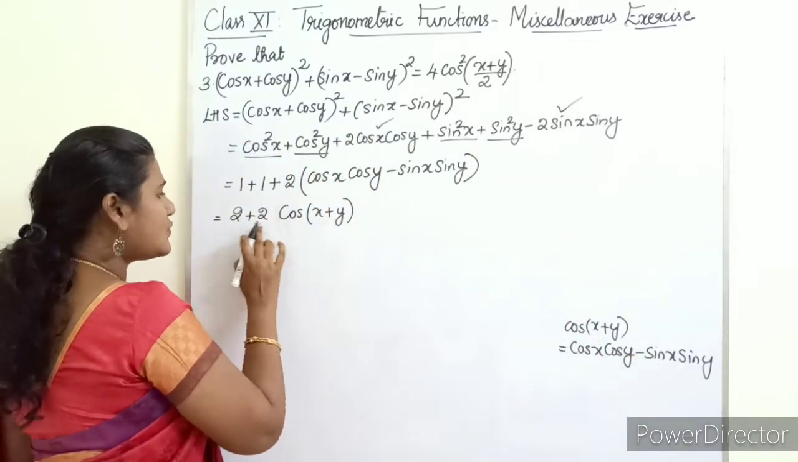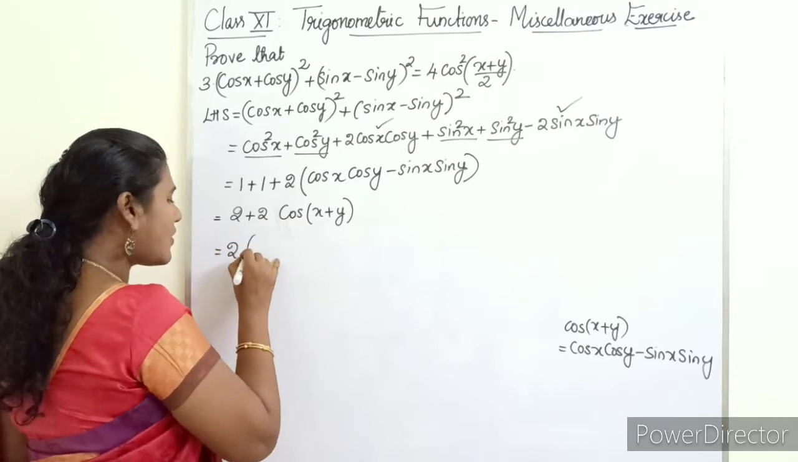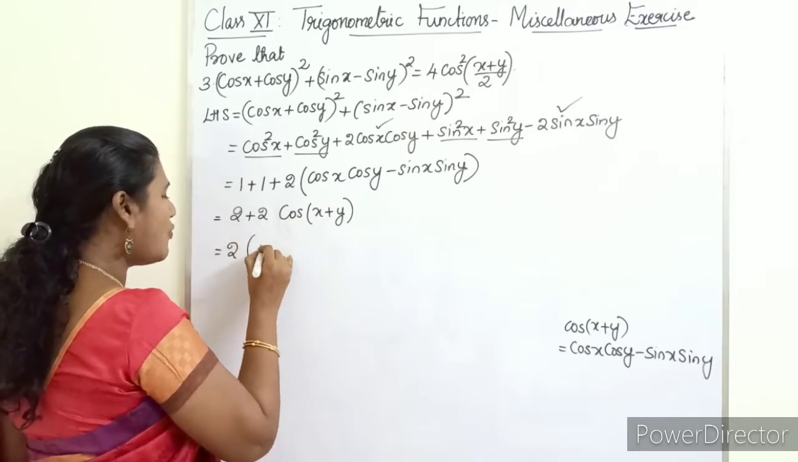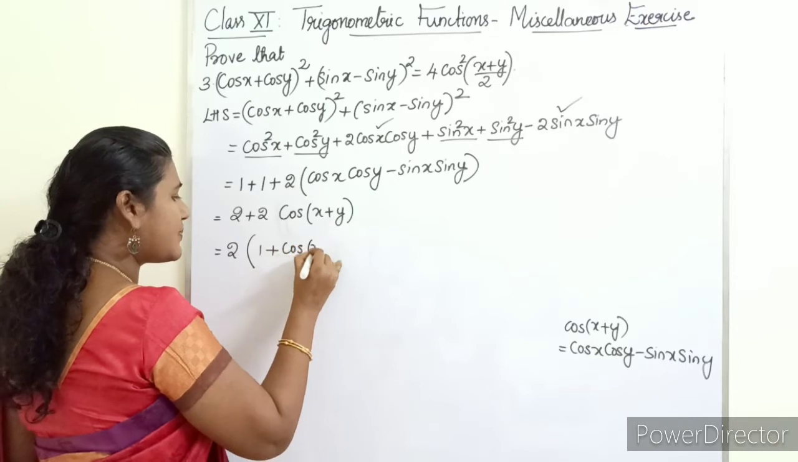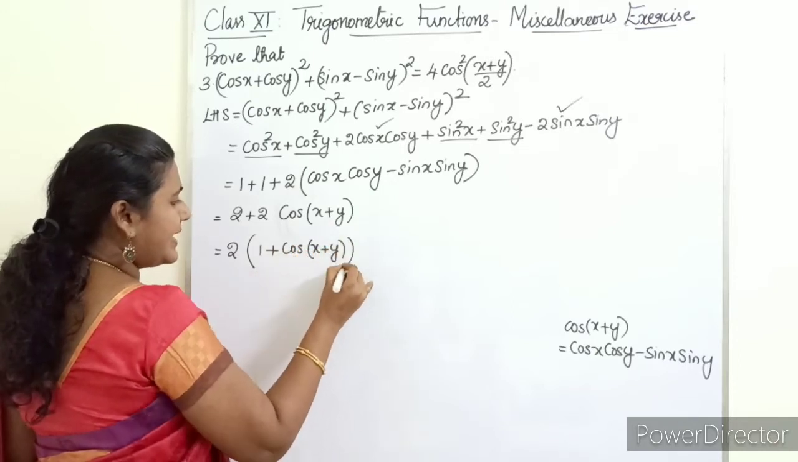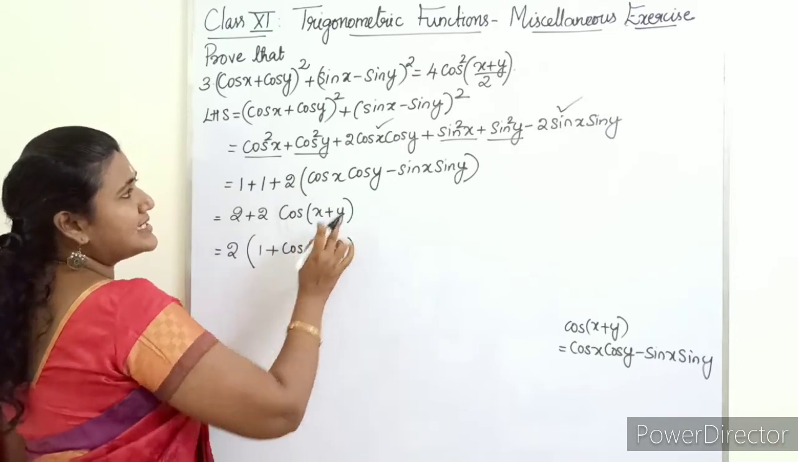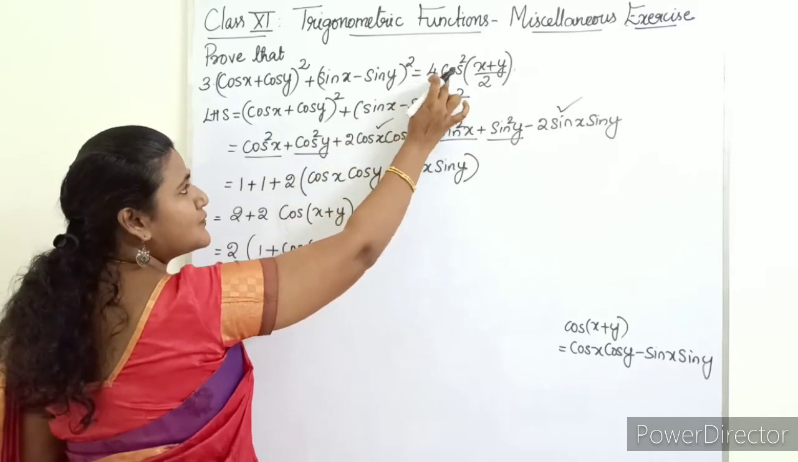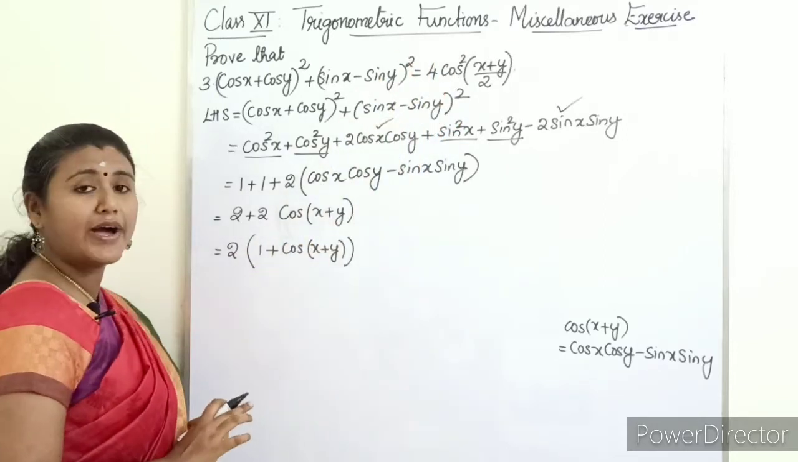Now from these two terms, we can take 2 common outside. So what you will get? 1 plus cos(x + y). So we will get this expression. Now you see our answer. We have our answer as 4 cos square (x + y)/2.